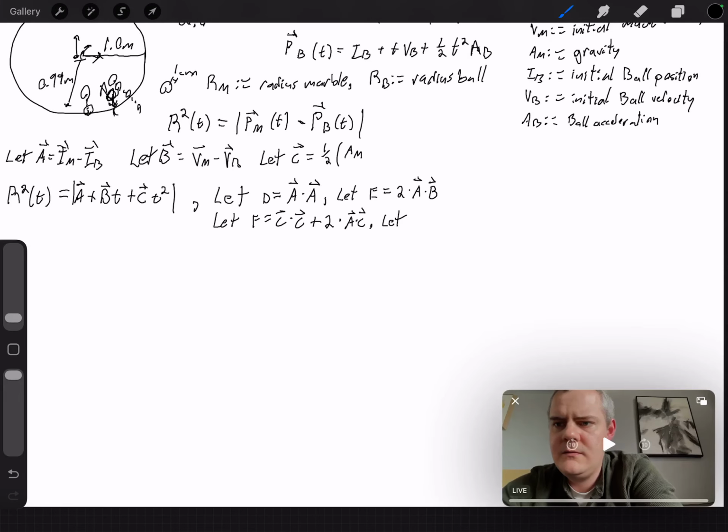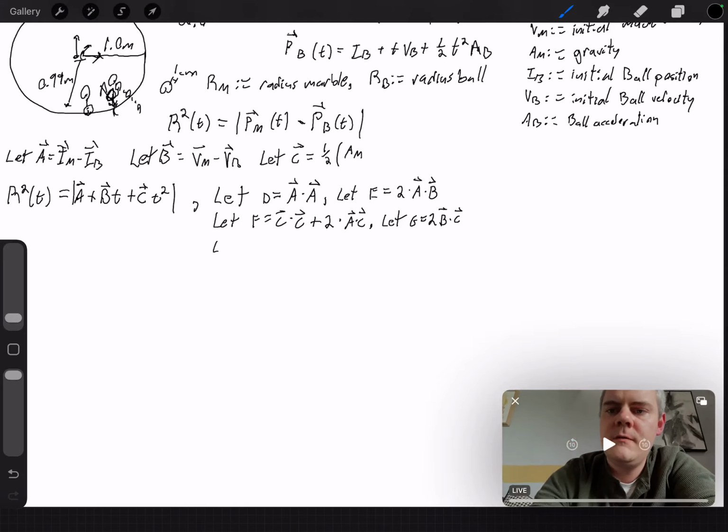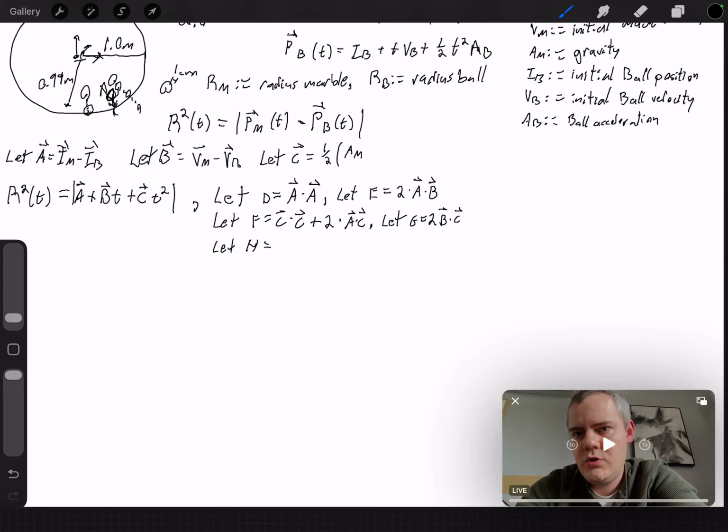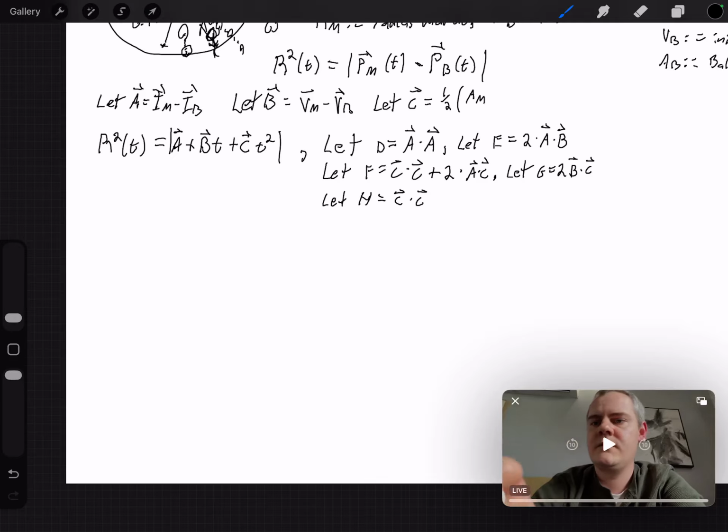Let G equal... on T3 now. Have I been remembering my vectors? Yep. Okay, E, G. Let H equal CC. And then, yeah, we're looking ready to express this thing.